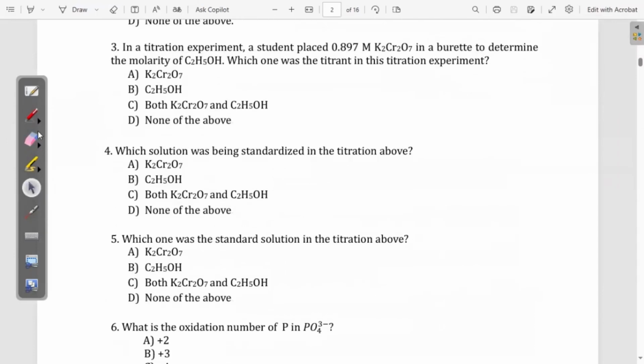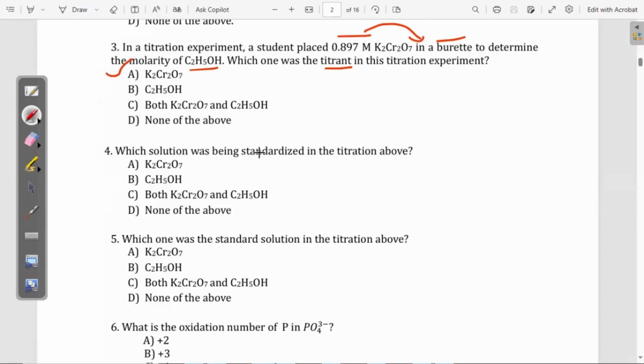Question 3, they are saying in an experiment, a student placed 0.897 molar of potassium chromate in a burette to determine the molarity of C2H5OH. Which one was the titrant in this titration experiment? The titrant is the substance that is put in the burette. We are told that this one here was put in the burette, so it is the titrant. So we're going to pick A as the answer there. That's the titrant.